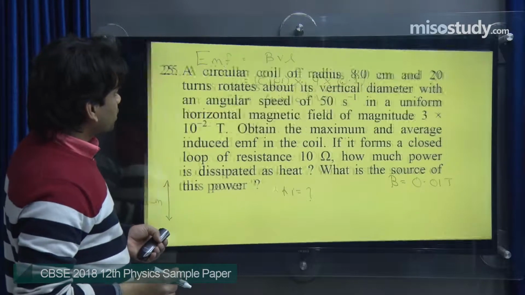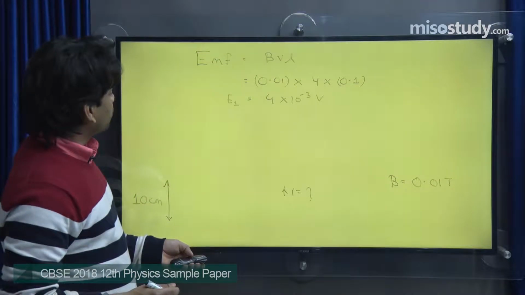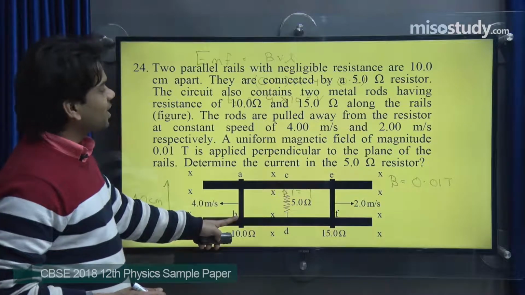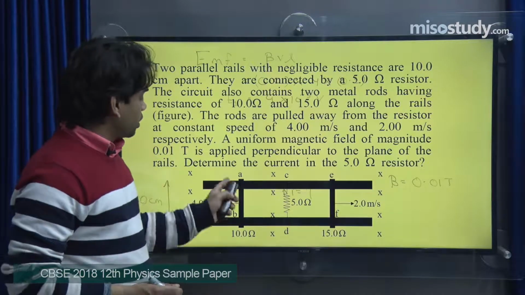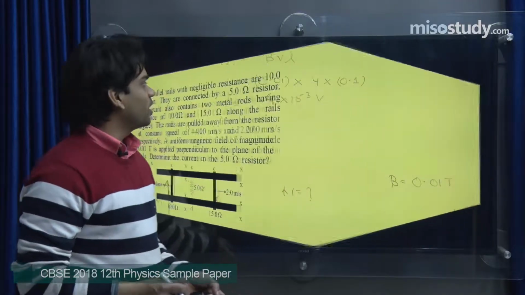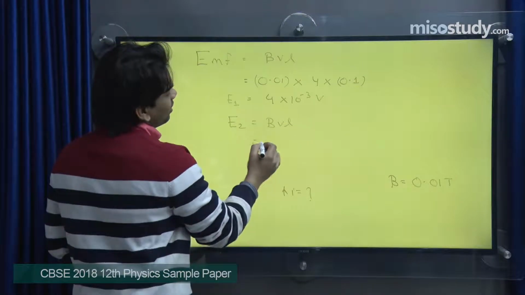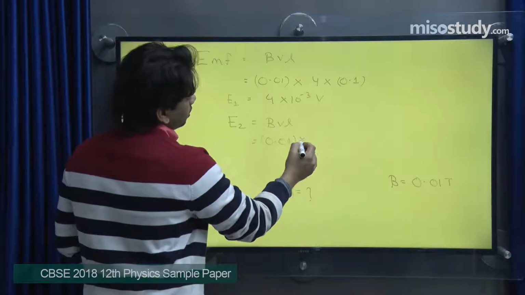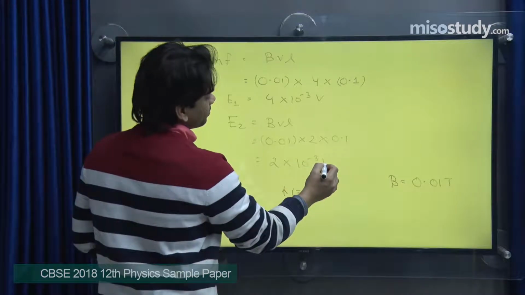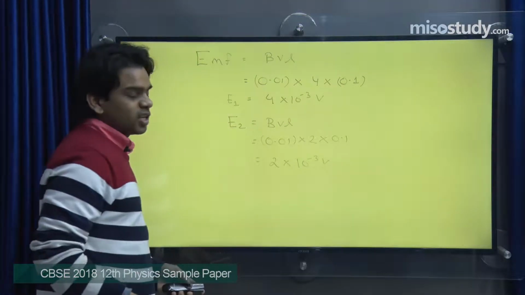Now for the second part. Its EMF will be BVL, which came out to be 4 into 10 to the power minus 3 volt for this one. Now let's go with this one. What will be its EMF? Its EMF will be BVL again. So E2 is BVL, 0.01 into 2 into 0.1, so 2 into 10 to the power minus 3 volt. We got this E1 and E2.